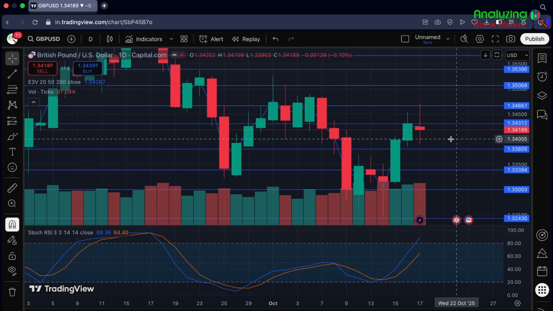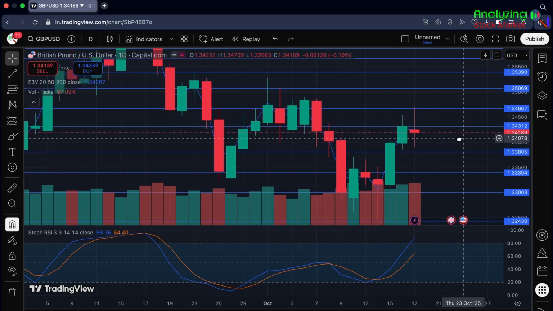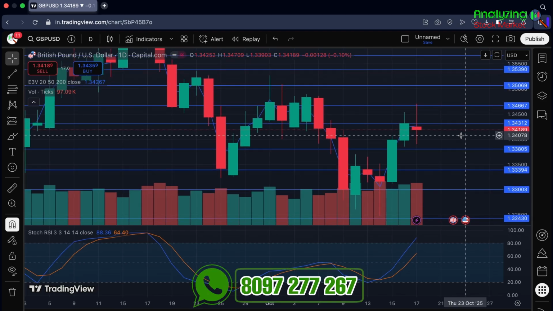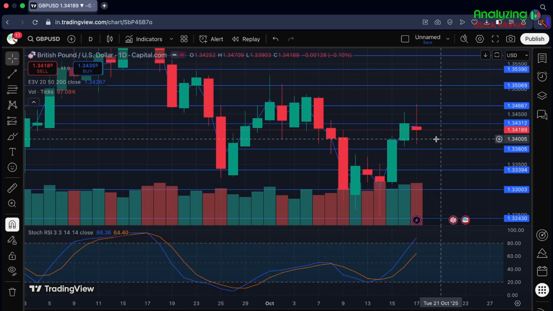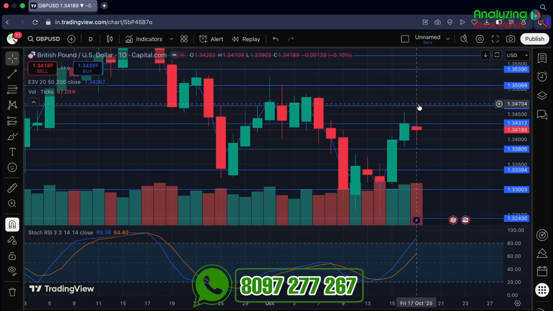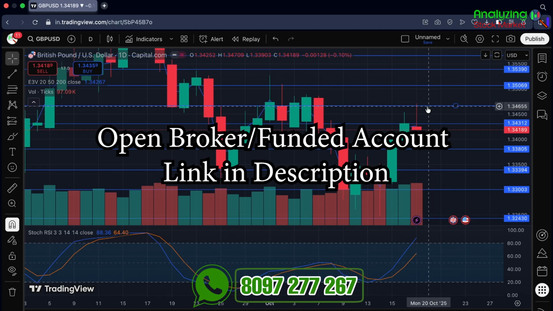So now let's talk about my opinion on GBP USD for this week. Currently, I am expecting a negative move in the range of around 1.33394 to 1.33805. If you are looking for a bullish trade, then only go for a bullish trade once 1.34312 gets breached and a 1-day candle closes above this. Then we can go long towards 1.34667 or the high of this candle, which is 1.34709.